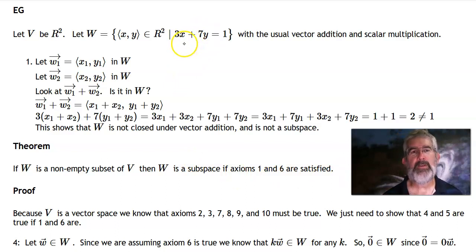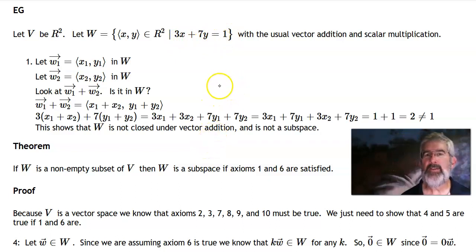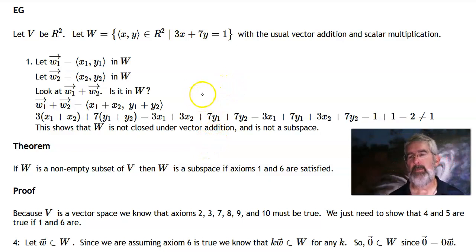This description is very much like the last one. 3x plus 7y equals 1. Instead of 0, I'm going to put a 1. Now if I check to see if it's closed under addition, again, start off the same way as before. Take two things that are in W. That means I know that if I plug the x1, y1 in, I'm going to get 1 out. X2, Y2 in, I'm going to get 1 out because that's now the new description.